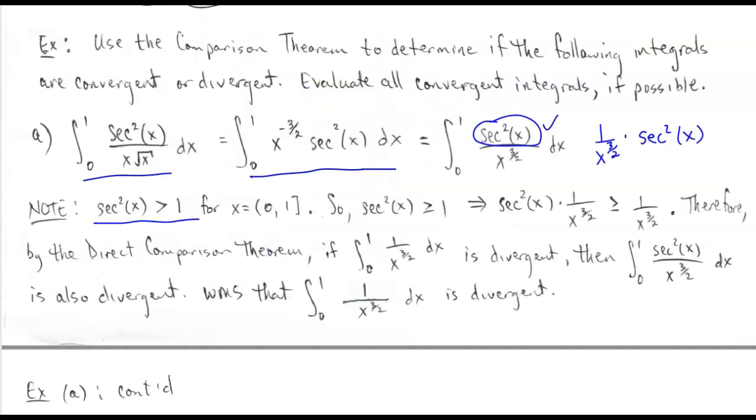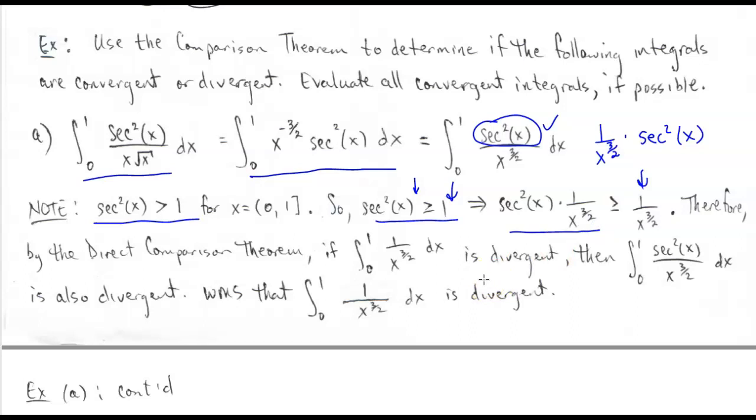So now that we know that, here we know that if secant squared is going to be greater than or equal to 1 for all values of x that are greater than 0 up to 1, then if I multiply both sides of this inequality here by 1 over x raised to the 3 over 2, then what that does is it makes 1 over x raised to the 3 over 2 a function smaller than what was given to us to integrate in the first place.